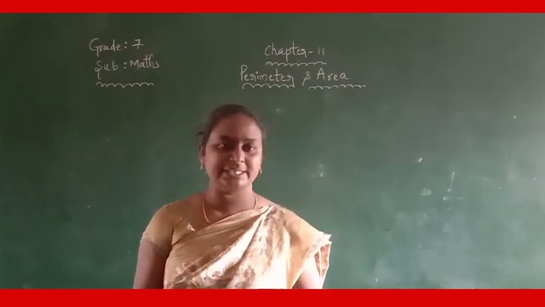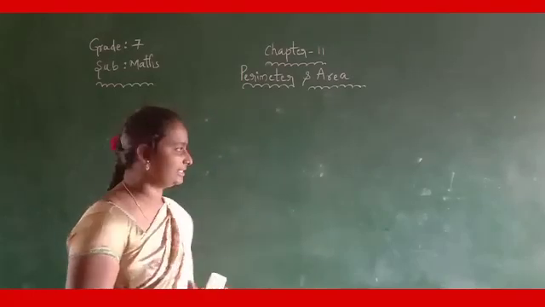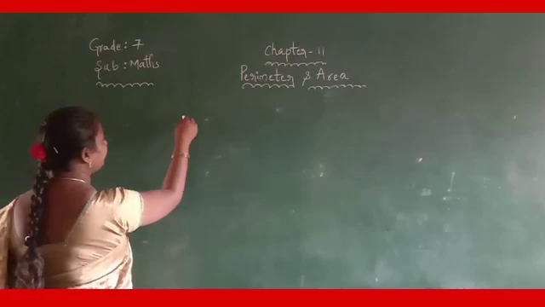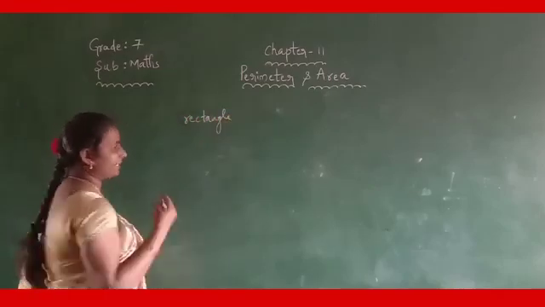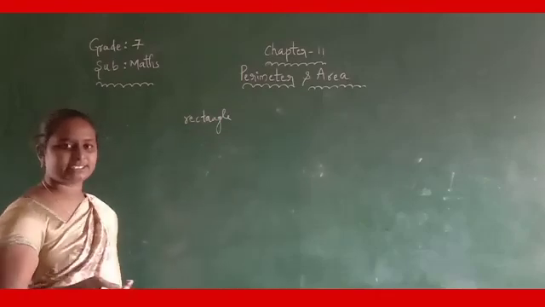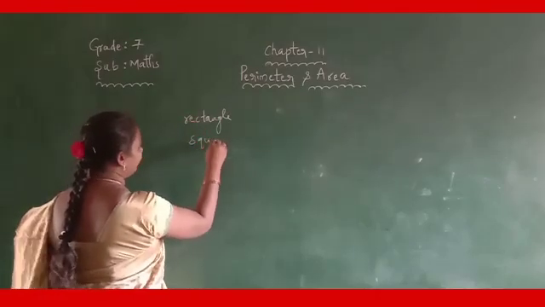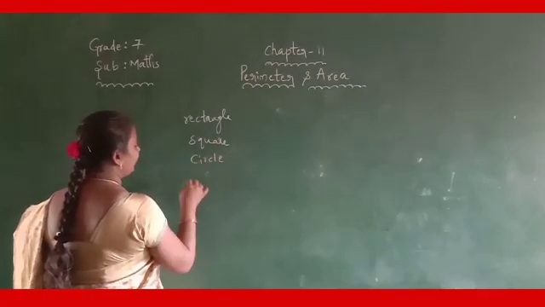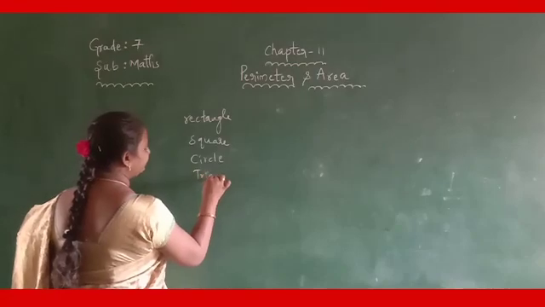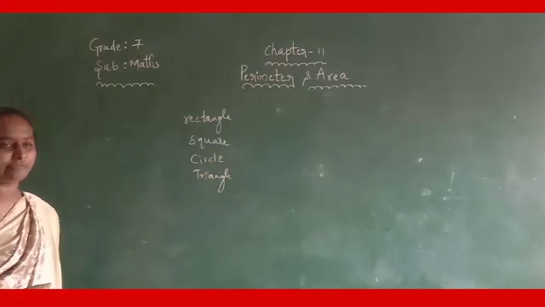So what is the perimeter? The distance around the plane figures. So plane figures, what are the plane figures? Plane figures are made up of straight lines and curved lines. So those are rectangle, square, circle and triangle. Okay, so these are the examples for the plane figures.